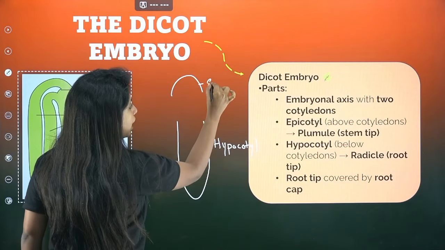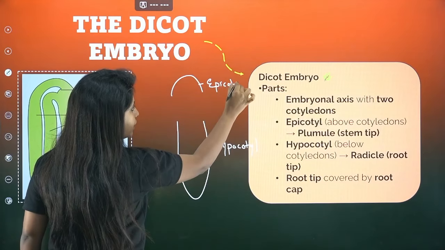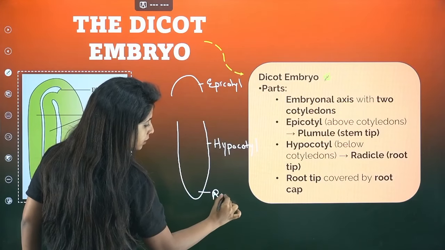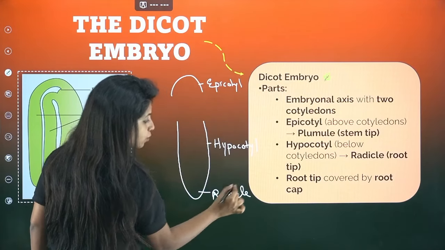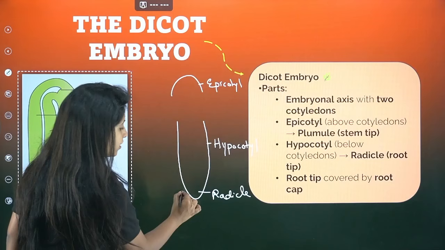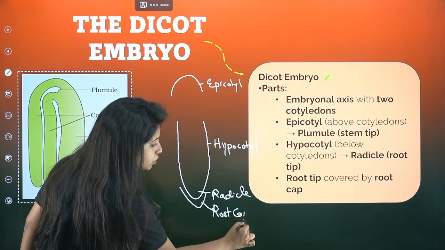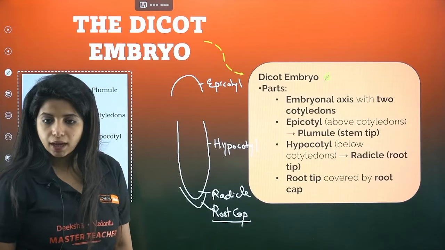This upper part that you have, you call this the epicotyl region. Here at the tip, you have the radicle. Radicle is something that is going to give rise to the root later on. And the radicle is covered by something known as the root cap, because it goes into the soil, so it needs a cap.